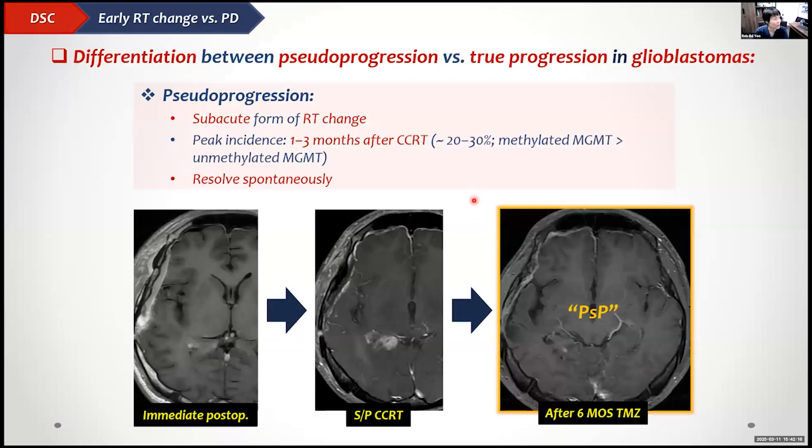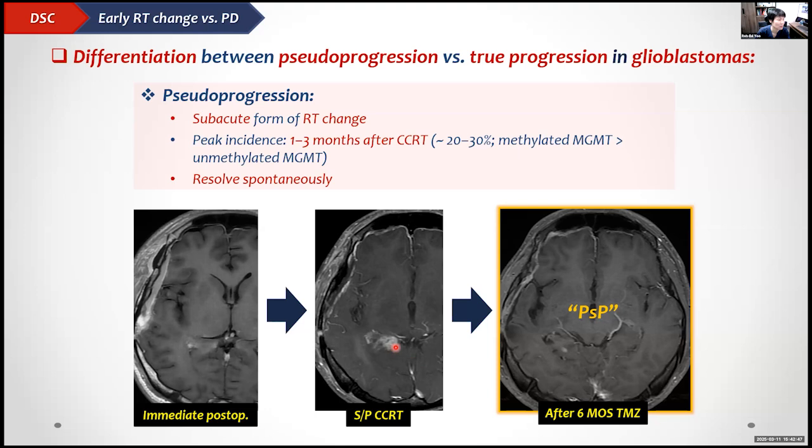So moving on, getting deeper into the specific type of radiation change, the phenomenon called pseudoprogression occurs in the subacute stage of RT change, and its peak incidence is at 1 to 3 months after CCRT. It more commonly occurs in tumors with methylated MGMT, and it resolves spontaneously without any change in the current treatment.